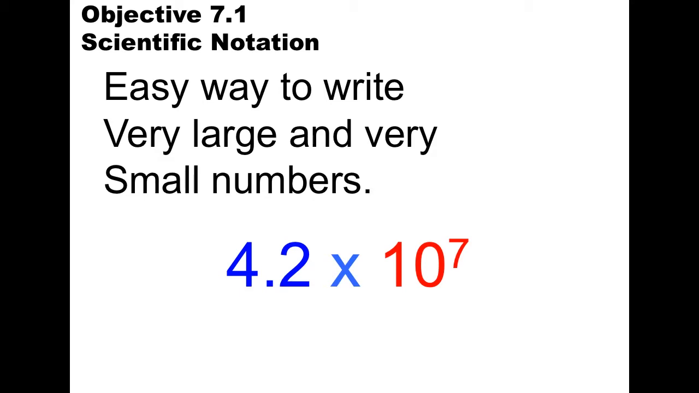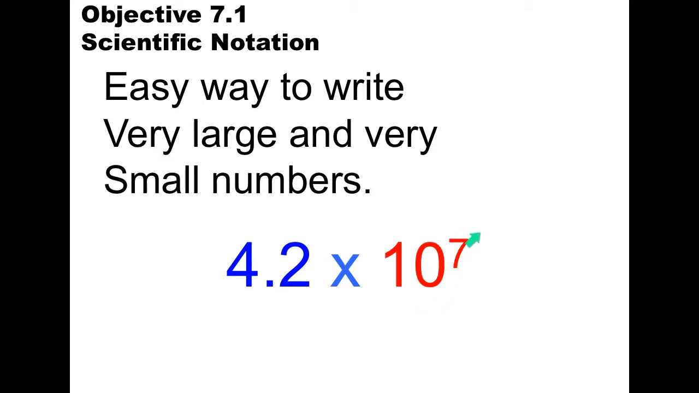So in scientific notation, what we do is we're multiplying two different numbers here. Our first number, you see 4.2. This number right here is always going to be a number between 1 and 10. And our second number is always going to be 10 to the power of a number.